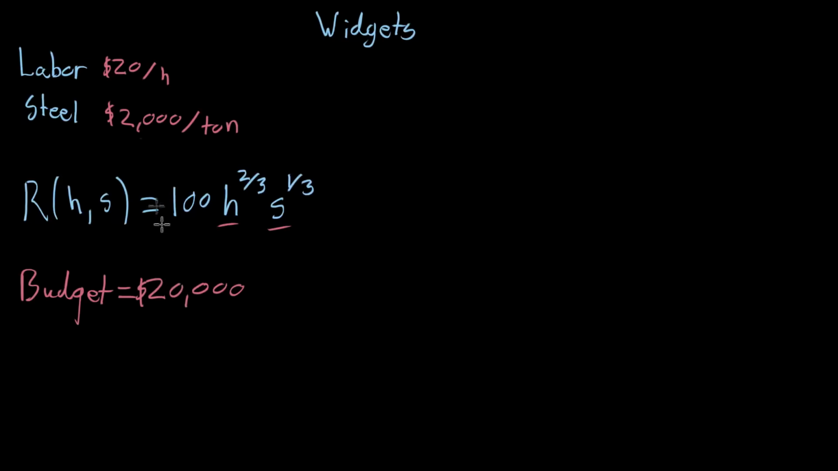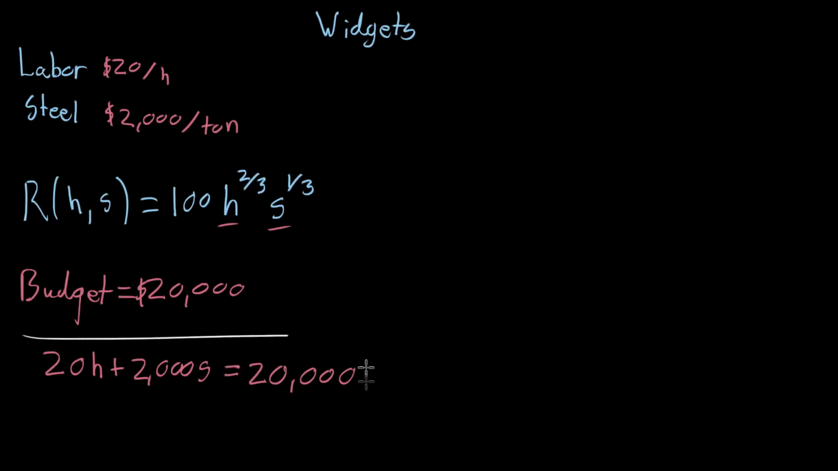Because what makes up our budget? Well, it's going to be the number of hours of labor multiplied by 20. So that's $20 per hour multiplied by the number of hours you put in, plus $2,000 per ton of steel times the tons of steel that you put in. So the constraint is basically that you have to have these values equal $20,000. I mean, you could say less than, right? You could say you're not willing to go any more than that. But intuitively and in reality, in order to maximize your revenues, you should squeeze every dollar that you have available and actually hit this constraint. So this right here is the constraint of our problem.